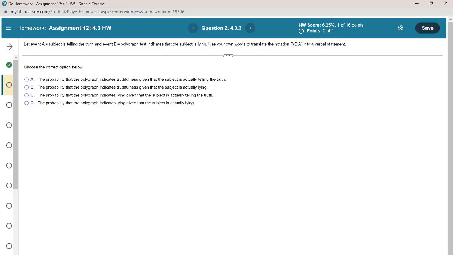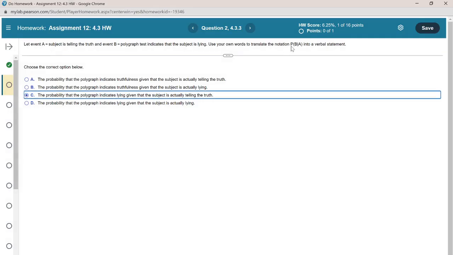The probability that the polygraph indicates B is lying, so it's not truthfulness. So the answer could be C or D. Let's read C: the probability that the polygraph indicates lying given that the subject is actually telling the truth. That is right, because it's the probability of event B, the polygraph test indicating that the subject is lying, happening given that the subject is actually telling the truth.